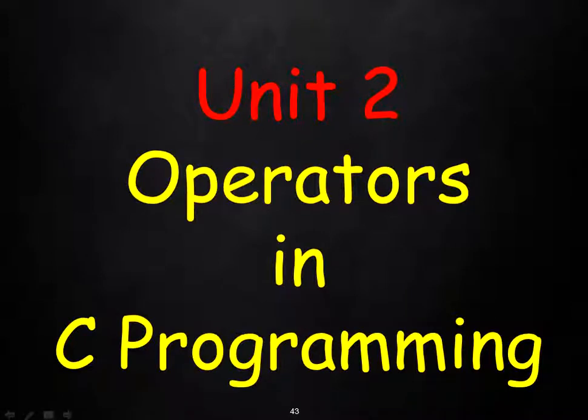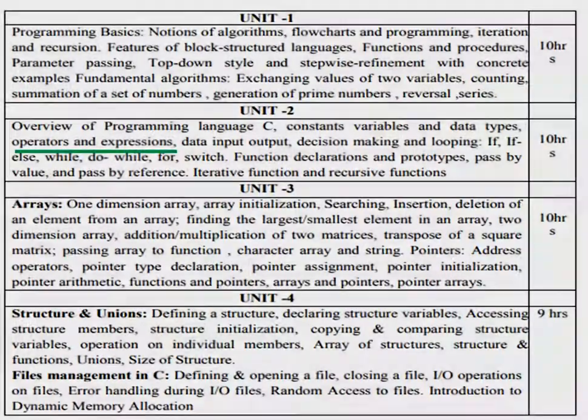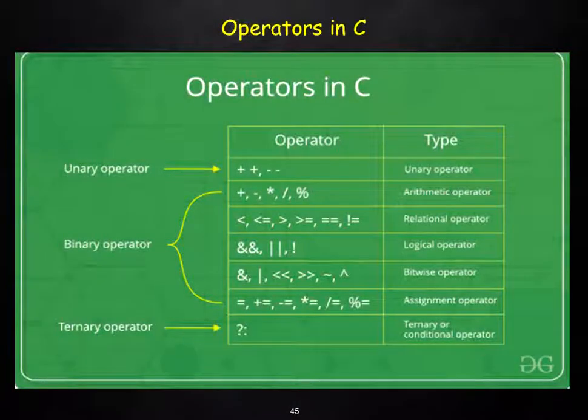Hello everyone, we start off with Unit 2 Operators in C Programming. So we go strictly as per the syllabus over here. So when it comes to operators in C, this is a picture taken from an online image from GeeksforGeeks. Basically we have our operators divided into three categories. One is the unary, second is the binary, and then third is the ternary.